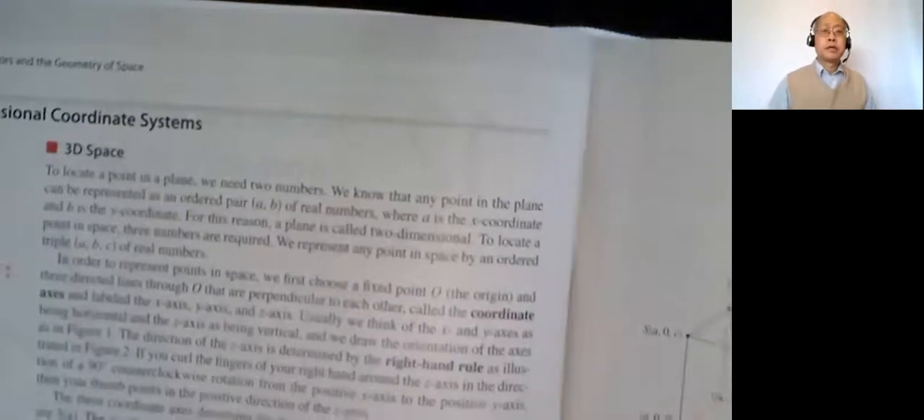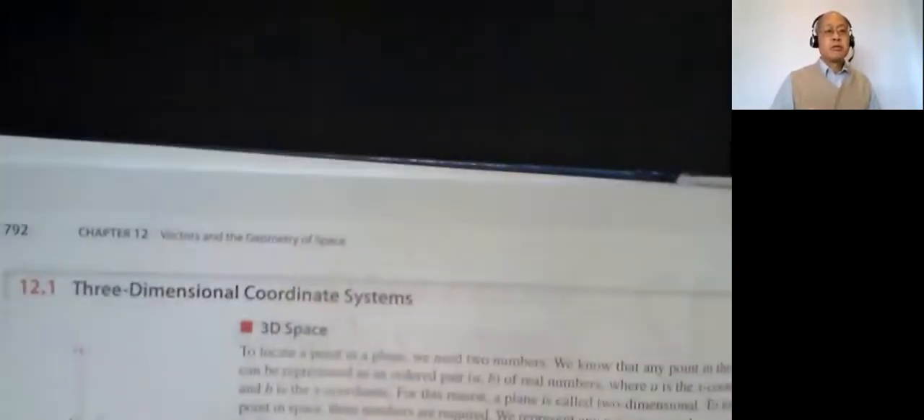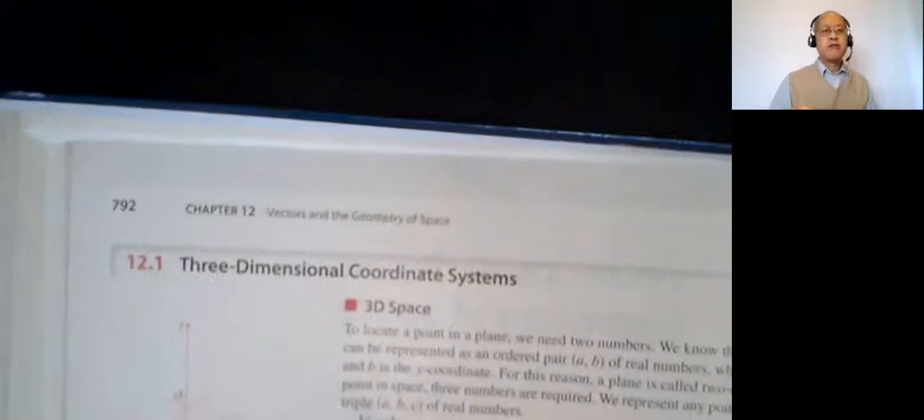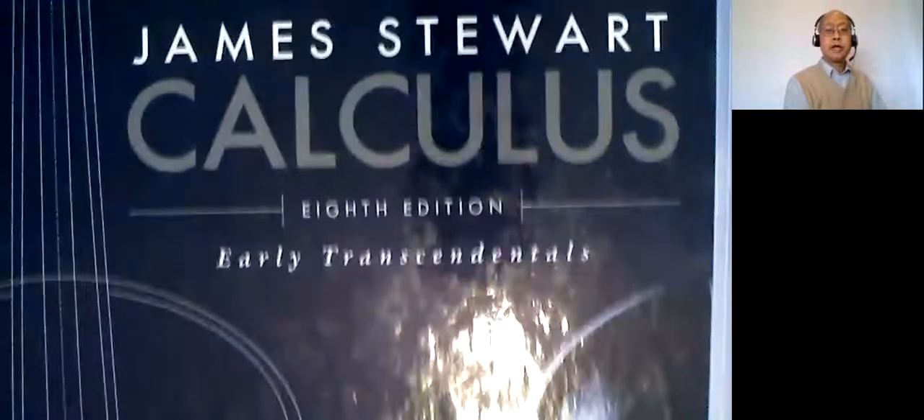These are notes for section 12.1 of Calc 3. Always takes a little while for me to set this up. All right, so we're on page 792, 12.1, start of Calc 3, using Stewart's Calculus, 8th edition, early transcendentals.